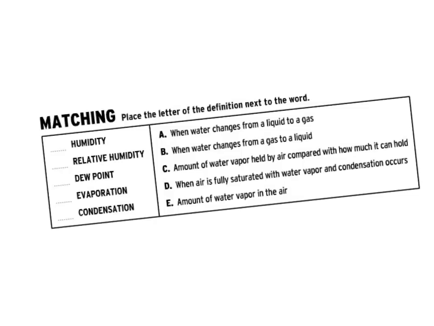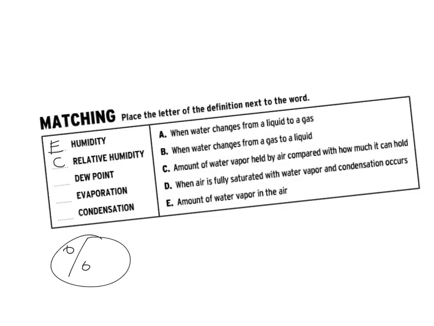Our first word was humidity. And humidity, we know, is the amount of water vapor that is located in the air. So that makes humidity E. Very closely related is relative humidity. Relative humidity, remember, is a percent. So relative humidity is the amount of water vapor held by air compared with how much it can hold. So that's C, and remember, we're getting that number as a percent.